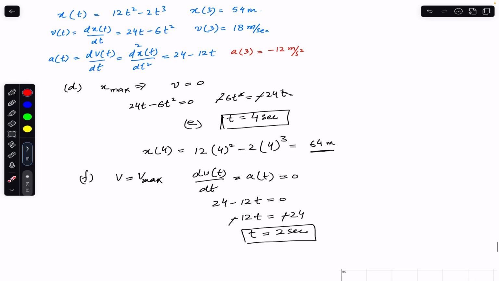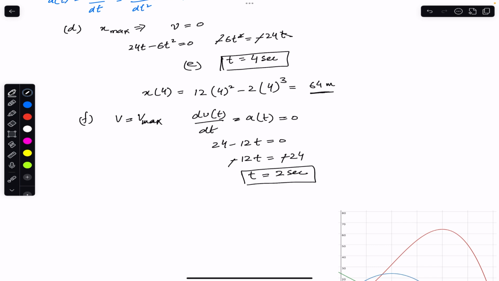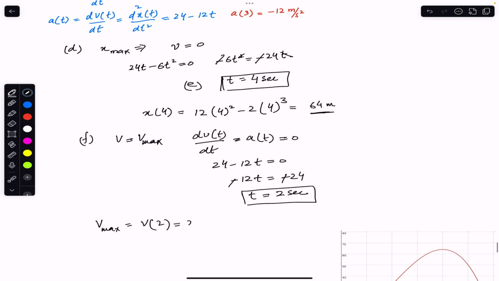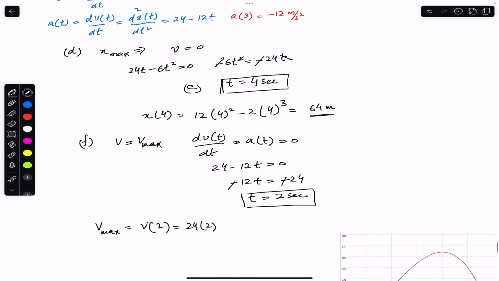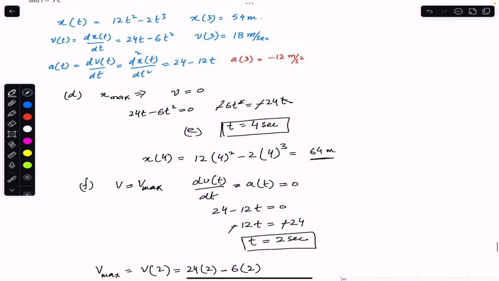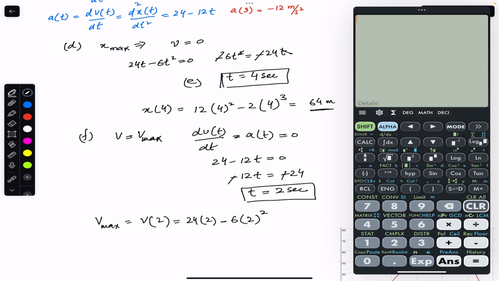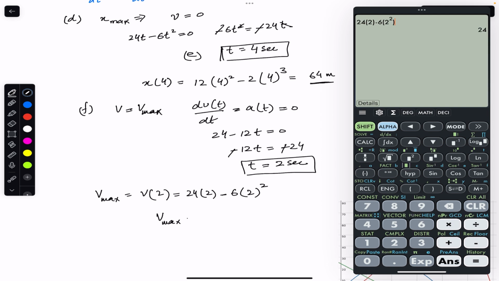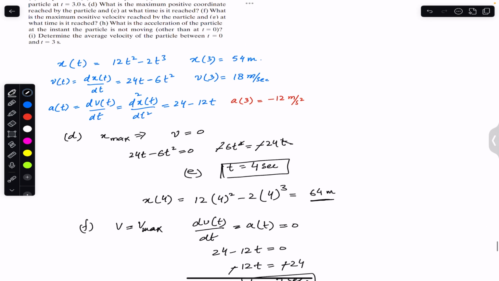Now if you want to find the maximum velocity, we have to put t equals 2 seconds in this equation, v of t. So v max will be equal to velocity at 2 seconds, and the velocity equation is 24 into t minus 6 into t square. So this gives us 24 into 2 minus 6 into 2 square, which is equal to 24. So v max is equal to 24 meters per second. So this is the answer for part F of this question.